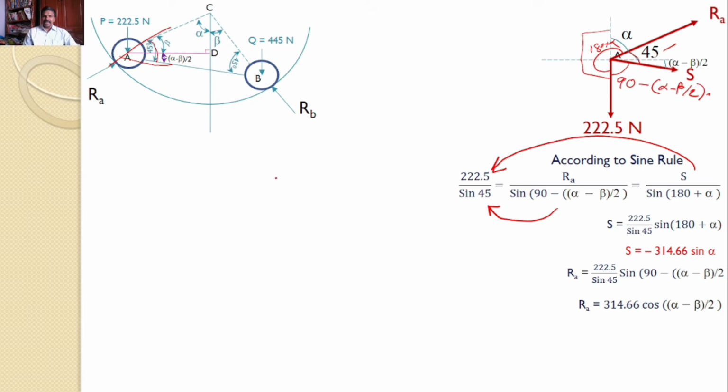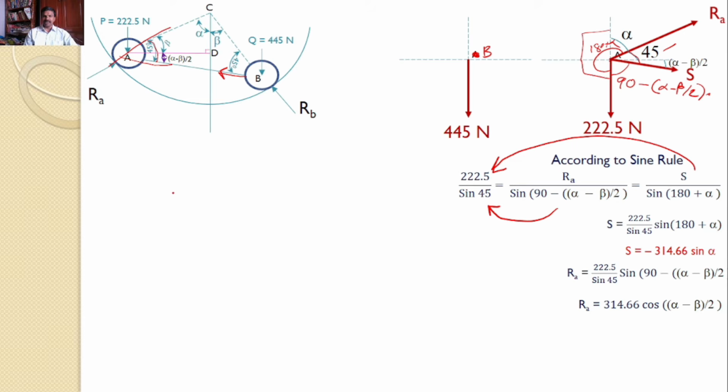Similarly, take the free body diagram of the roller B. This is B. What are the various forces acting on B? Of course, the self weight Q always acts downwards, 445 newtons, and RB which acts along BC, and the string force along AB which is away from point B. Well, let us transfer all these three forces onto a separate xy plane like this.